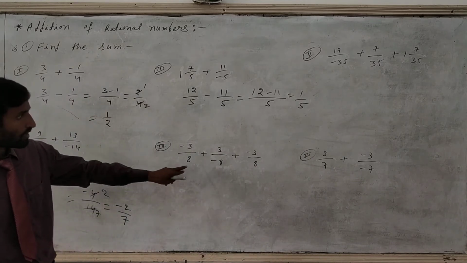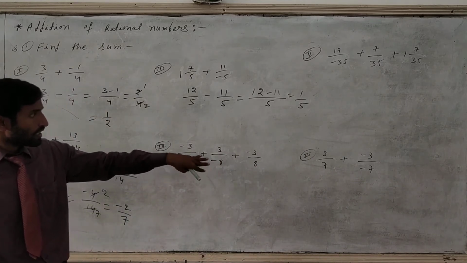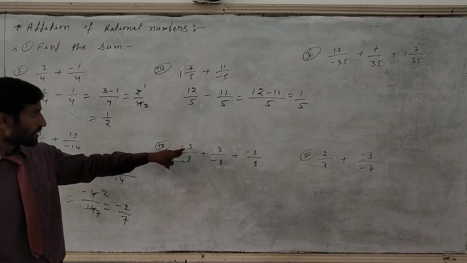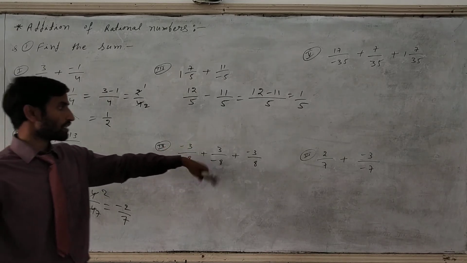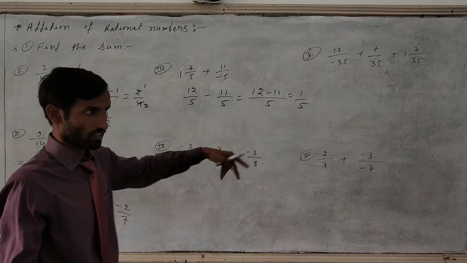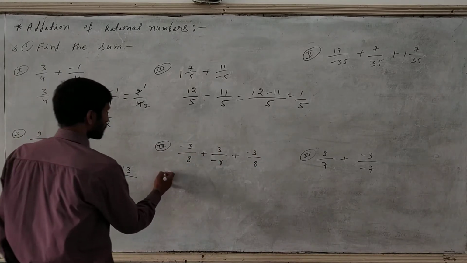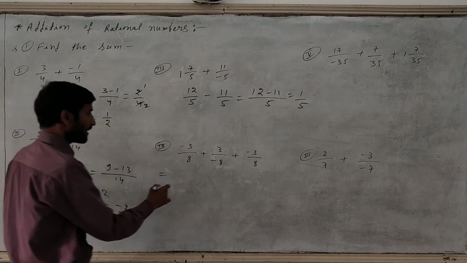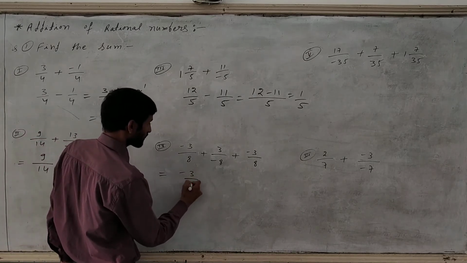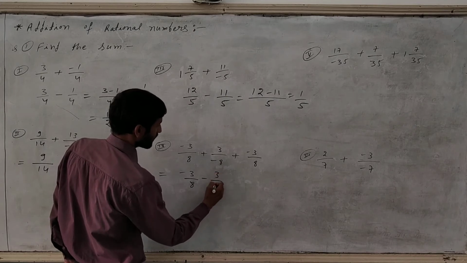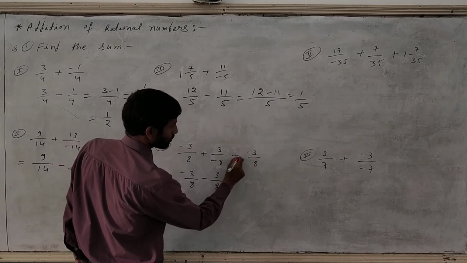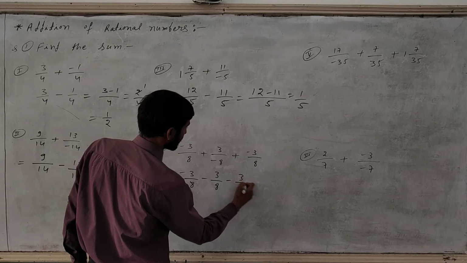Next, 3 rational numbers are given. All 3 are negative rational numbers, but here the numerator is negative, the second one has the denominator negative, and the third one again has the numerator negative. So first of all we have to arrange the sign, then we have to simplify. Minus 3 upon 8, this plus minus again here minus will come. So minus 3 upon 8, again this plus minus will come, minus 3 upon 8.